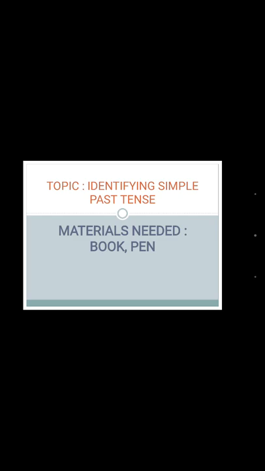Today I will review my lesson plan and my unit test. Before teaching, teachers should make a lesson plan. Teachers should choose a topic and prepare the material. In this section, I choose a topic about identifying simple past tense, and the materials that we'll use are a book and a pen.